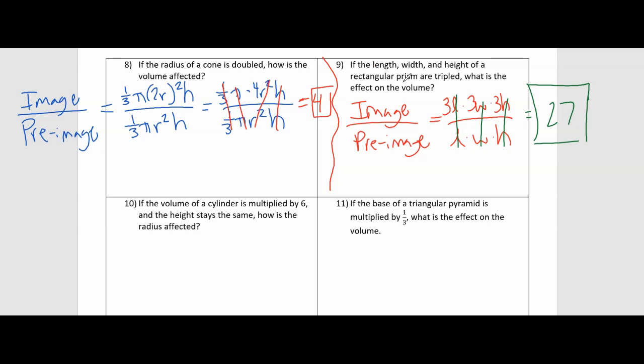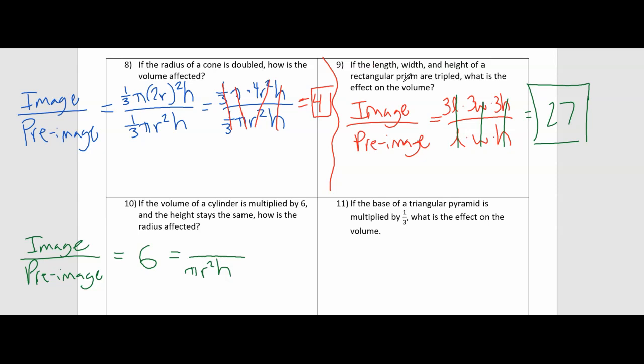All right, number 10 says, if the volume of a cylinder is multiplied by 6 and the height stays the same, how is the radius affected? So here, we know that the ratio of the image, and again, pause the video if you haven't attempted this on your own, we know that this ratio is equal to 6. So 6 is going to be equal to the image over the pre-image, but I should come up with some formulas, right? So the pre-image, well, the volume of a cylinder would be pi r squared times h.